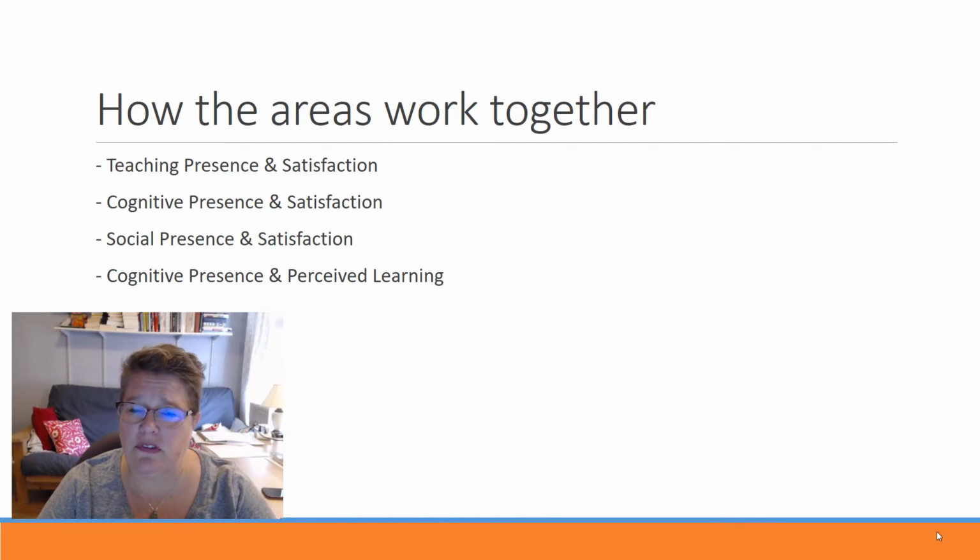There's been so much research in this area, but some basic findings that you'll also read about this week are that teaching presence and satisfaction are related. Cognitive presence and satisfaction are related. Social presence and satisfaction are related. So each of those things separately relates to how students perceive and feel satisfied with their classes, and that cognitive presence is related to perceived learning.